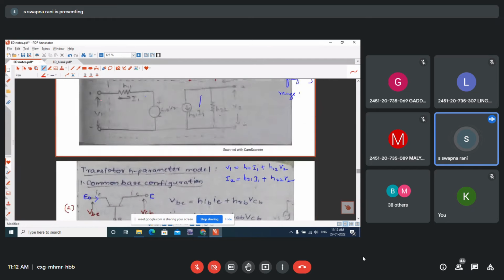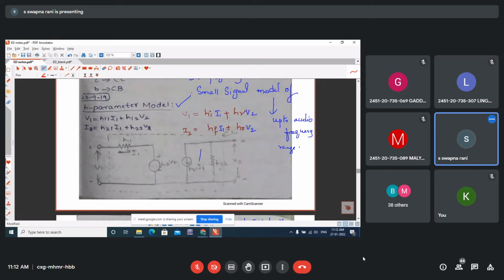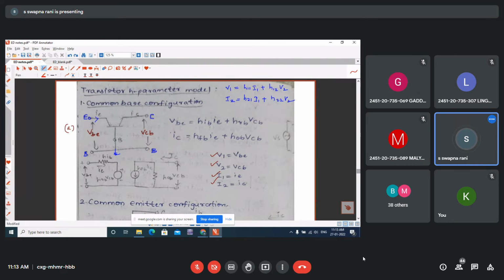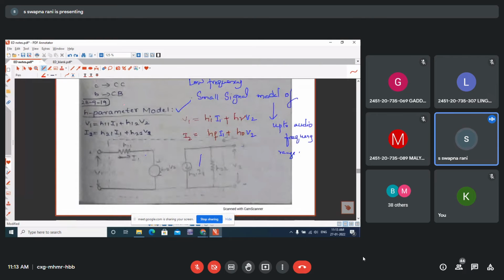So ultimately, these two equations are the general model. This is the general model where the model is drawn in terms of I1, I2 and V1, V2. Okay. So this you need to remember. If you can remember these two, then it is going to be very easy. So you can draw directly this circuit. Later you can change it to whichever configuration we are trying to draw.